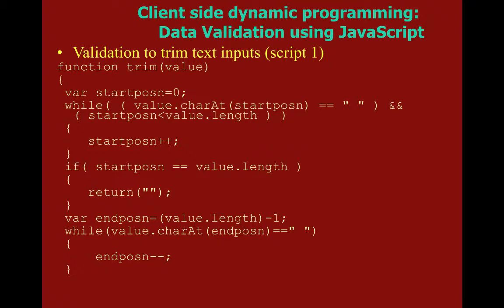So you can see that at the end of these two while loops, start POSN will point to the first non-white space character, and end POSN will point to the last non-white space character. Right? So the white spaces before that and after that are trimmed. You can spend a bit of time tracing this code using an example to figure out what this code does, but that's essentially it.